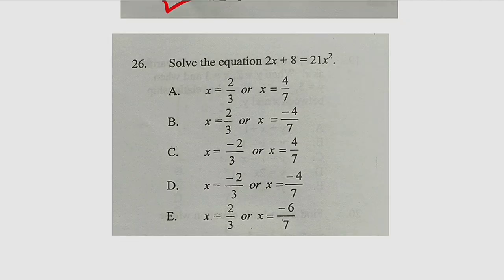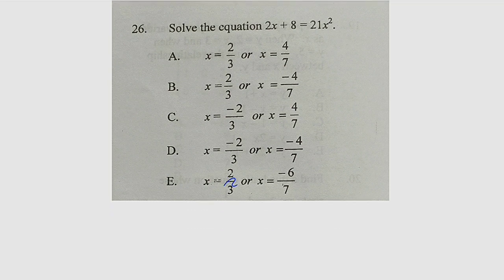All right, question number 26, we are asked to solve the equation 2x plus 8 equal to 21x squared. This is a quadratic equation. Let us rearrange it a little bit by taking all terms to the right hand side. Already we have 21x squared there. As 2x crosses over, it becomes -2x. As 8 crosses over, it becomes -8. The whole of this equal to 0.